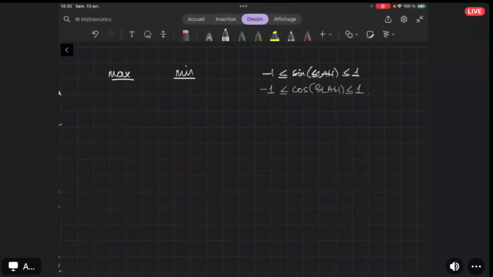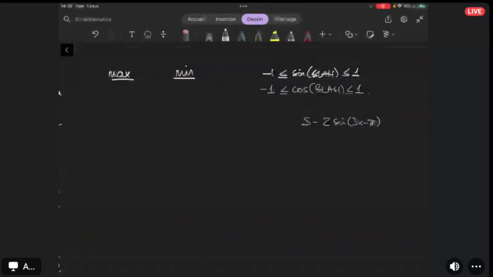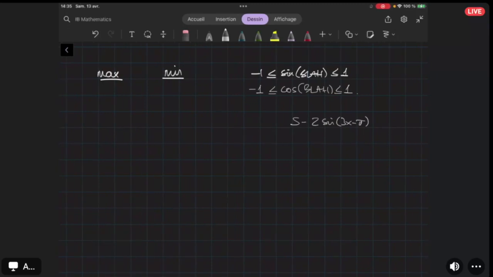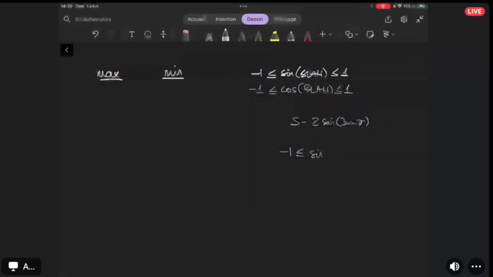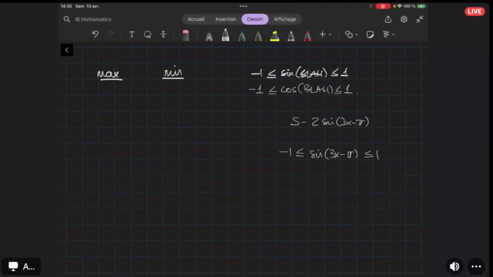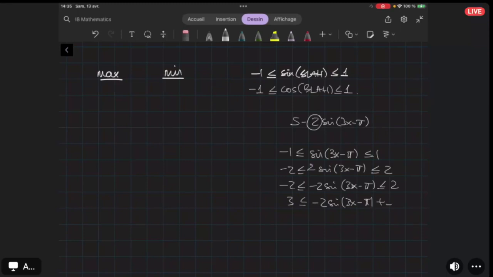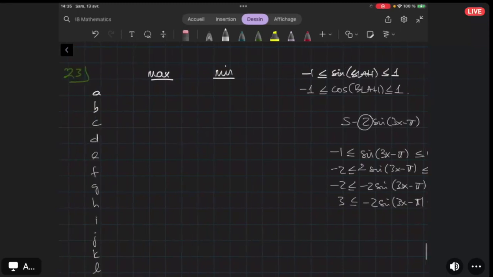So, 5 minus 2 sine of 3x minus pi. All right. We know that sine of whatever this is, it's going to be between -1 and 1, times 2, times negative 1, plus 5. Minimum 3, maximum 7.